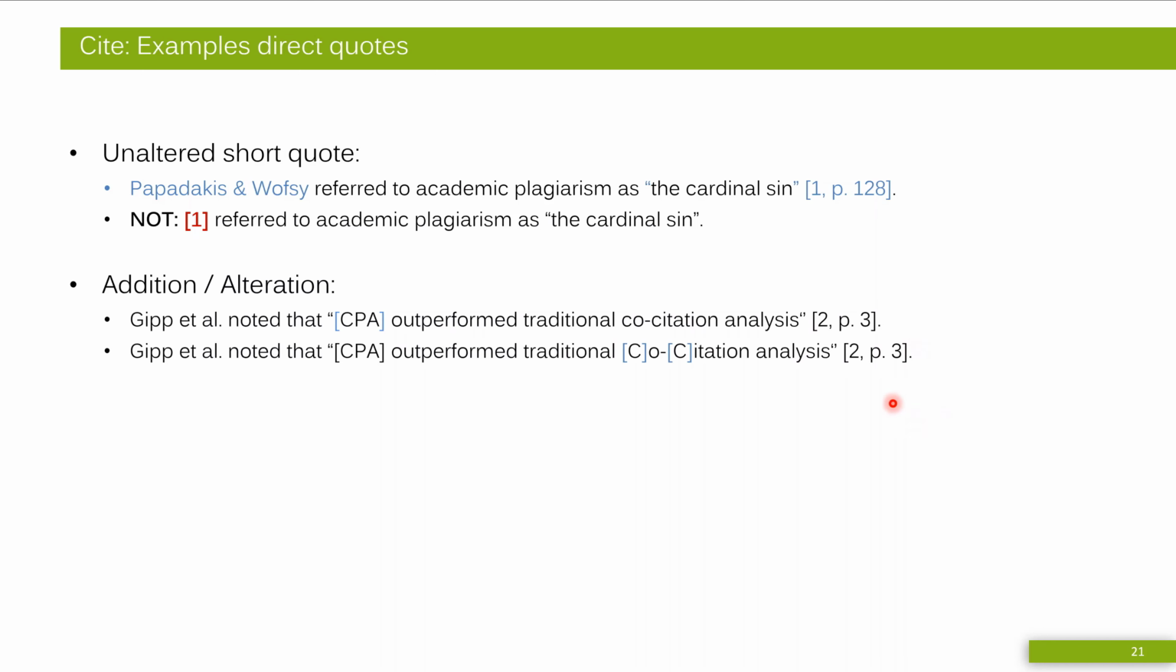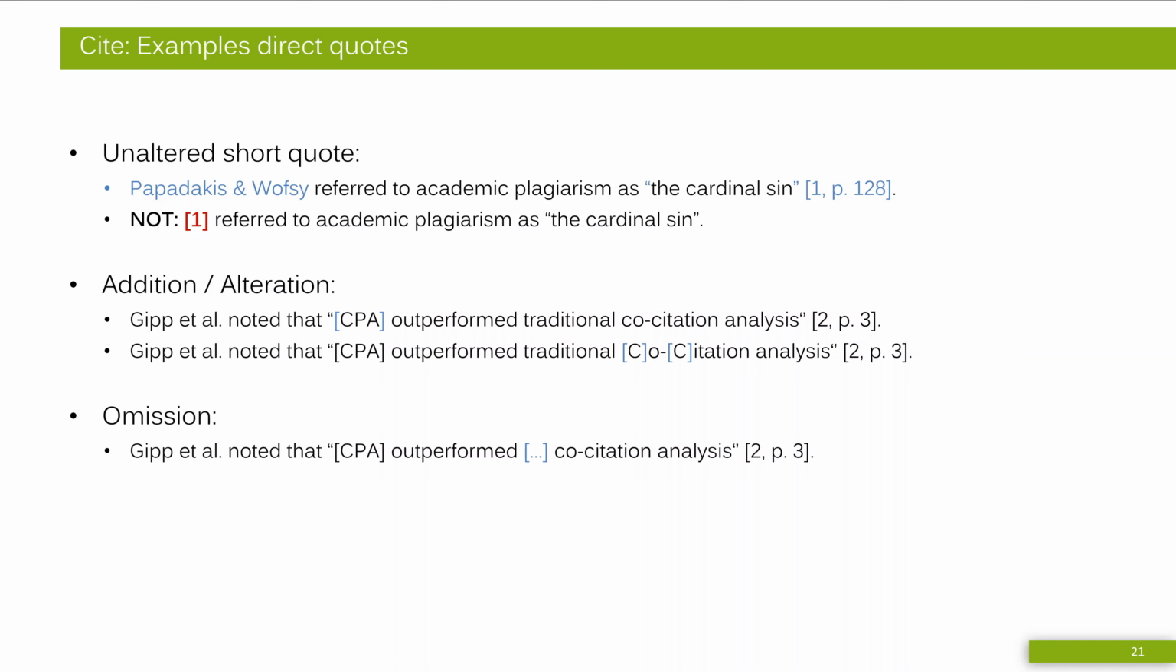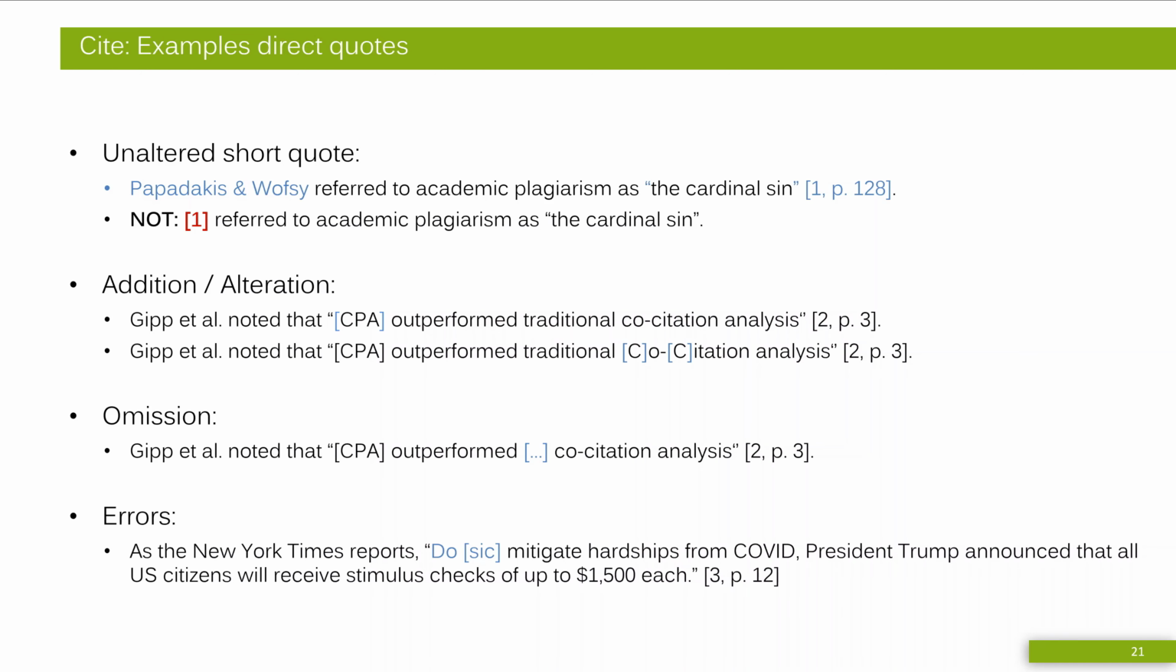If we change a direct quote, so in this case add an explanatory term, CPA for co-citation proximity analysis, or decide to change the case of this term from lowercase in the original text to uppercase, for example, to make it more consistent with other terms we use in our document, we have to mark that through square brackets. The same for omissions. So if we would leave out the word traditional, for example, in this original quote, we would have to mark this, and we would indicate errors that already existed in the original text.